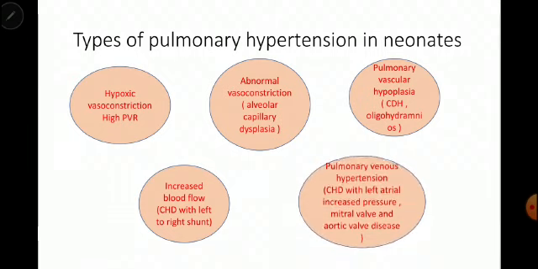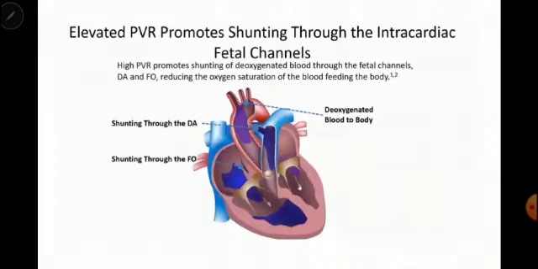The last type is related to the pulmonary venous pressure in babies with congenital heart disease with increased left atrial pressure. So the left atrial pressure is high. This will affect the venous pressure in the pulmonary vessels and will lead to pulmonary hypertension, as in babies with a problem with the mitral valve or a problem with the aortic valve.